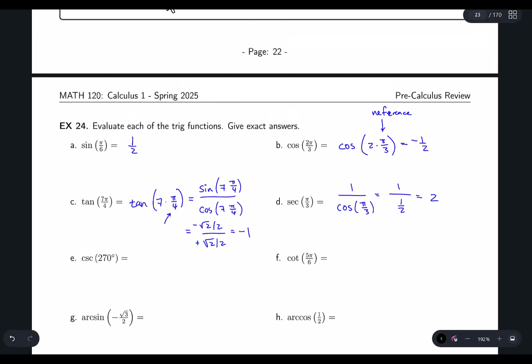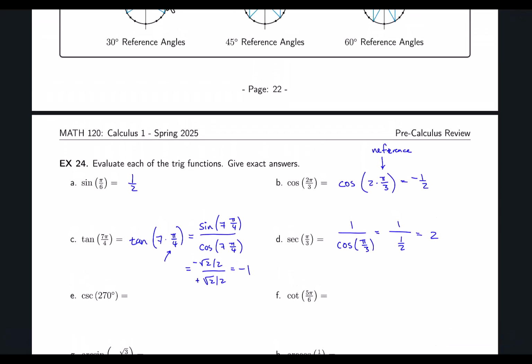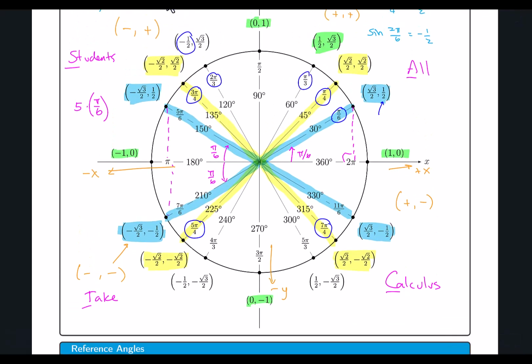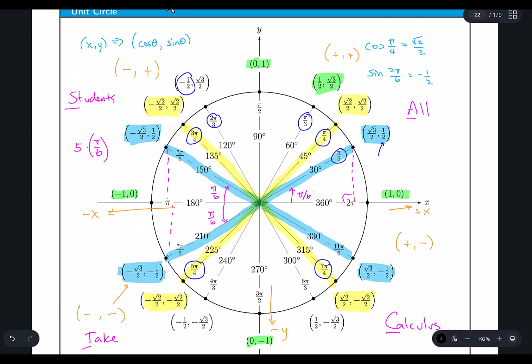And you can check that off of the unit circle, but let me show you how. So pi over 3 is the angle measure I'm interested in. I want the cosine value to start, but I'm then going to take its inverse to get the secant. So the inverse of 1/2 is 2.